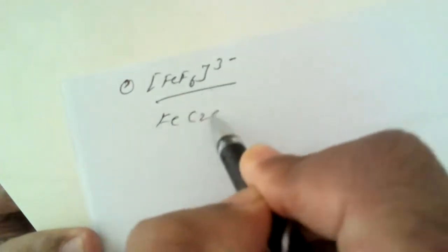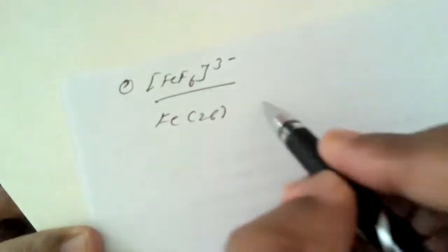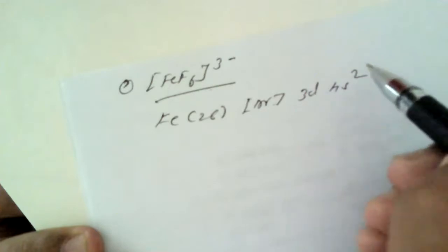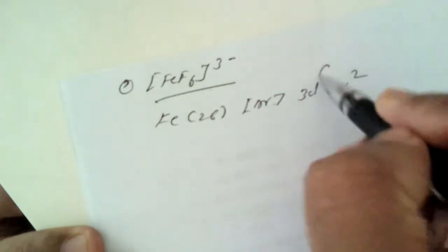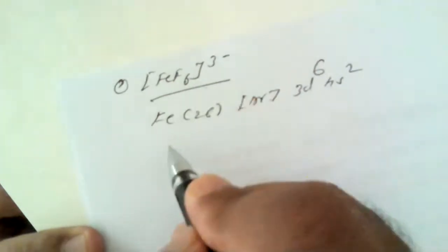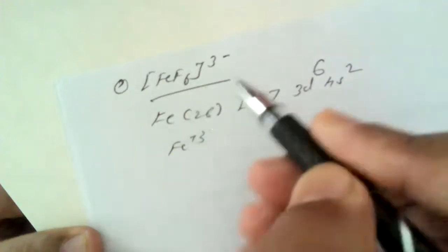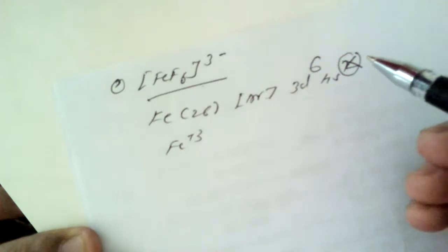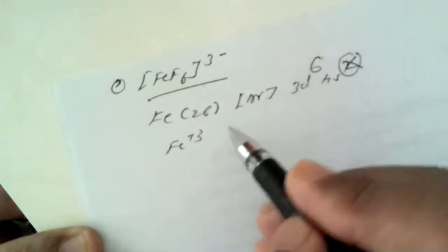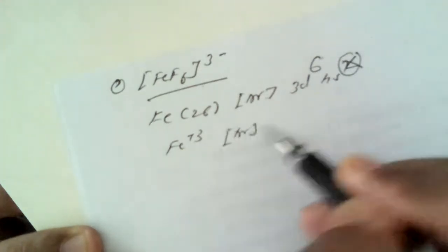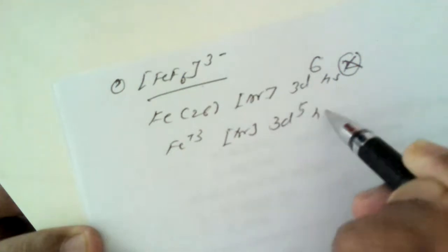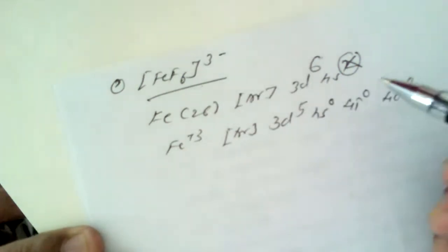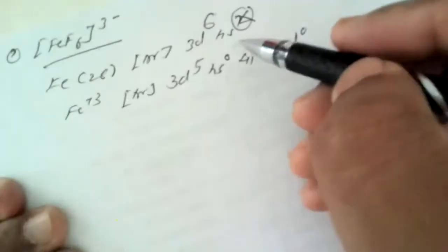Now, iron, as we know, has atomic number 26. In terms of the argon core, we can write the electronic configuration as argon 4s2 3d6. In this case, iron is in the +3 oxidation state. To show the +3 oxidation state, 2 electrons from 4s must be lost and 1 electron from 3d. So the configuration becomes 3d5, 4s0, 4p0, and 4d0. These are the next higher energy level orbitals.